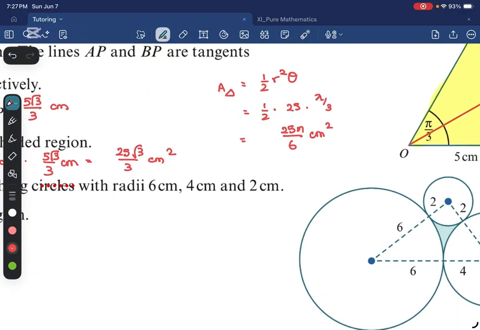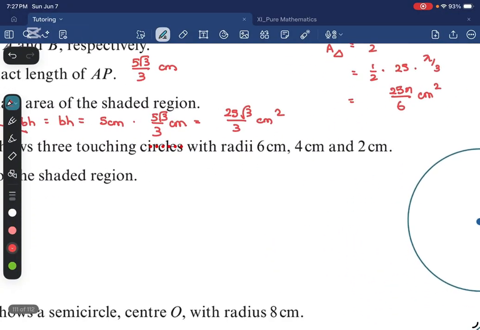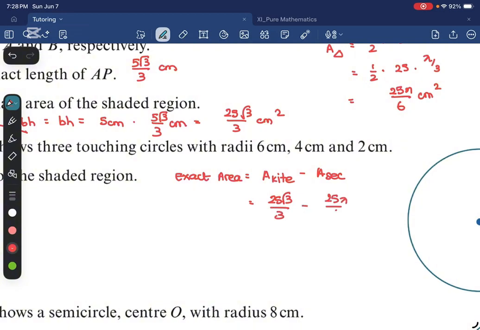All right. So finally, the exact area that we are looking for is going to be the area of the kite, the big thing, minus the area of the sector. And that is just going to be 25 root 3 over 3 minus 25 pi over 6 centimeters squared.